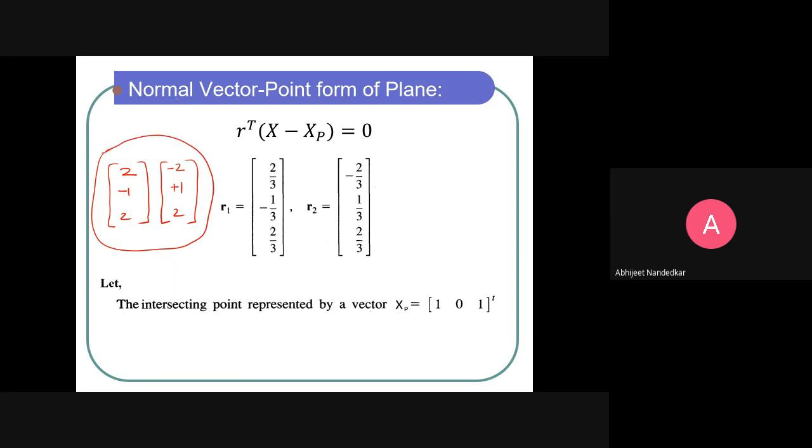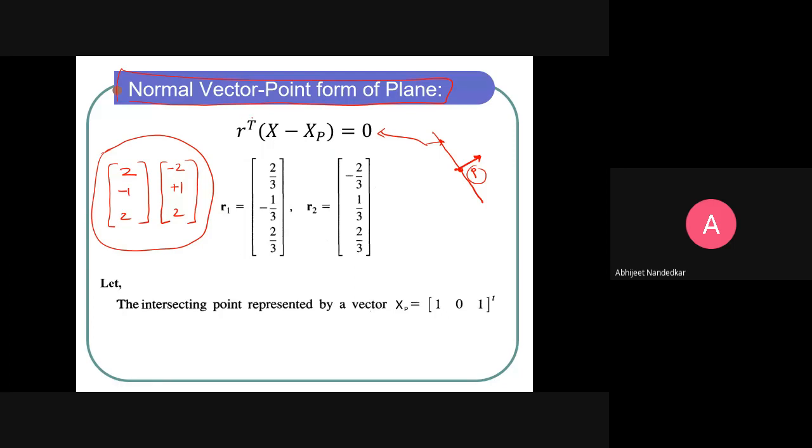So the first step is to normalize these two vectors so that I can use the normal vector point form of a plane. What it means is, if I supply you a normalized vector like this, then you can easily find the plane equation which is perpendicular to this, provided you supply this point P. So if you supply point P and a normal vector for this point P, then you can easily find this plane equation using this equation. So what is this equation?